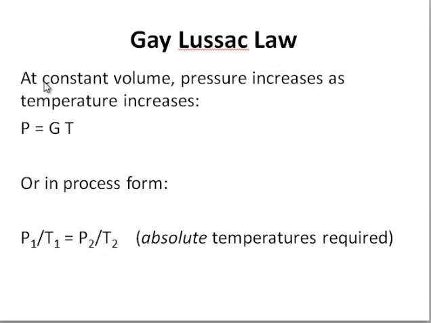It's also possible to define a gas law at a constant volume. The Gay-Lussac law observes that at constant volume, pressure increases as temperature increases. Or P equals G times T, which you can naturally write P over T is G, make it similar to Charles' law. Or in process form, P1 over T1 equals P2 over T2. Now, again, absolute temperatures are required for this law, and it's true at constant volume.